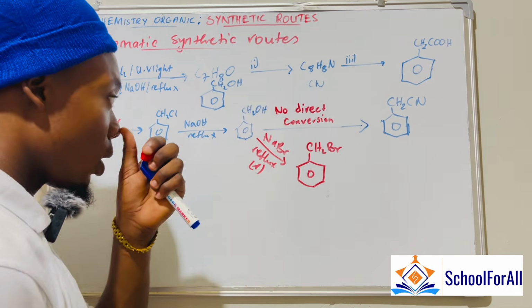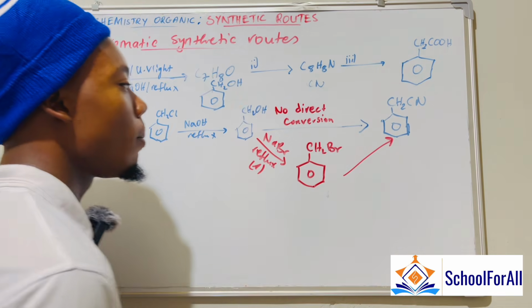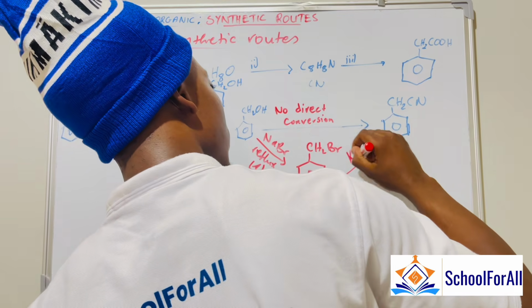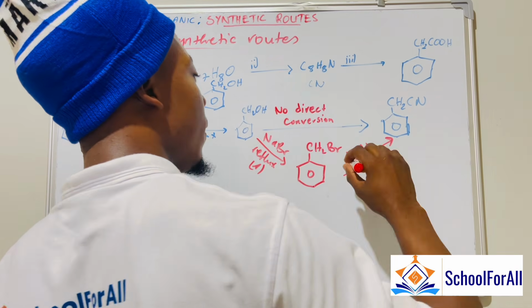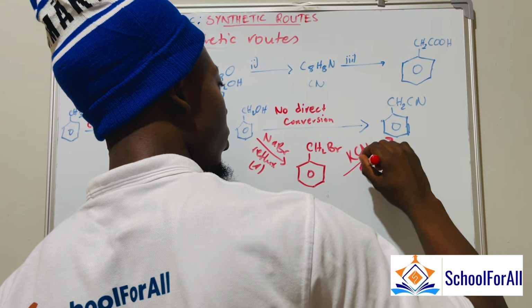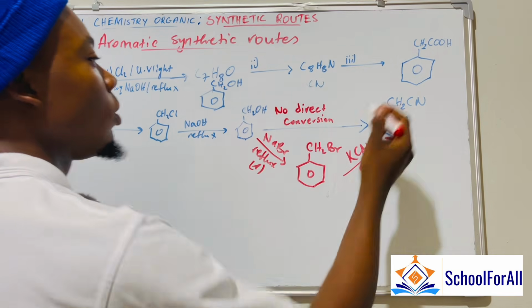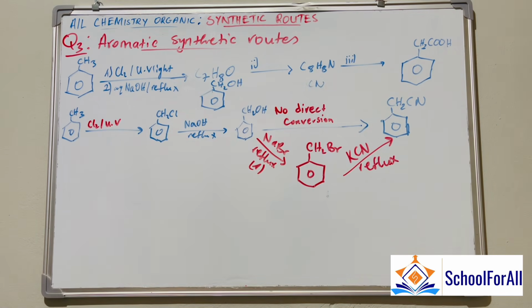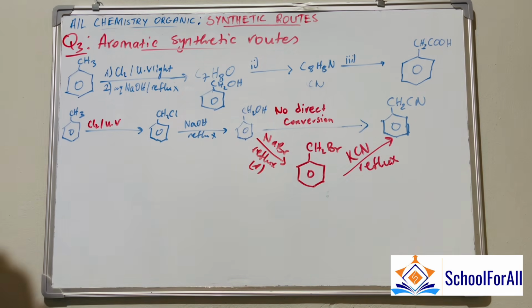So this is the first reagent. Now when I have this compound, the next thing is I will convert it to this compound by adding potassium cyanide under reflux. Adding potassium cyanide under reflux, I will replace the bromine. So that is what is happening in this other conversion, because there is no direct conversion here.